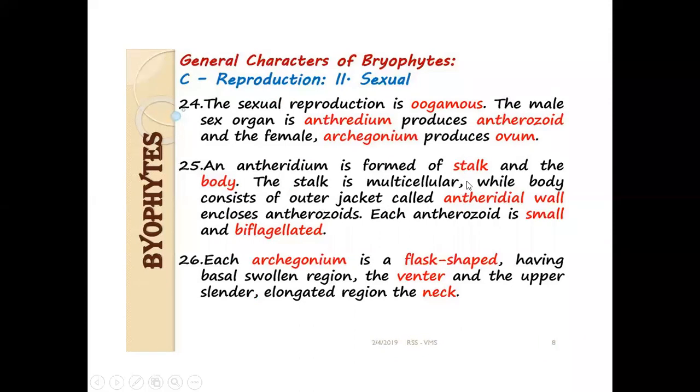You will see that clearly in Marchantia. At that time I'll tell you what gemmae cups and gemmae are. Now that is regarding vegetative reproduction.